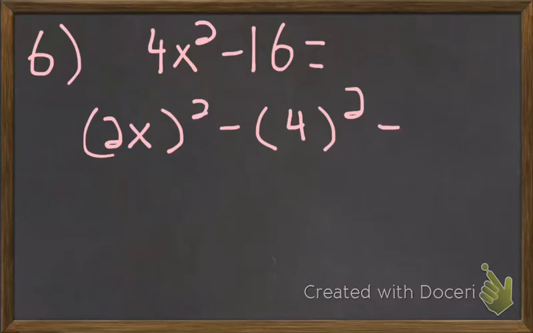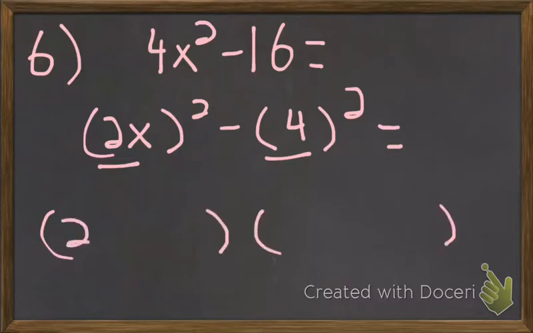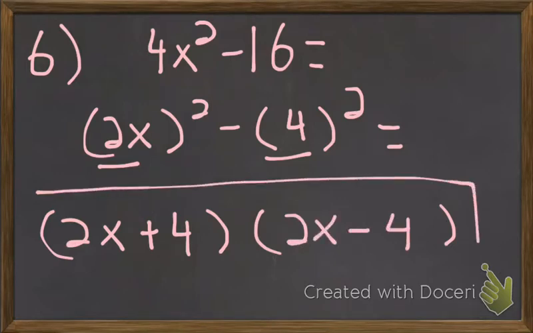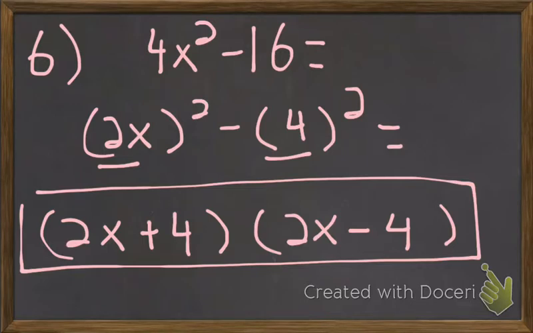Whenever you get it in this form, it's just this plus this times this minus that. So it's really easy once you get to that level. Plus that times this minus that. This is our solution. Okay? Make sure you have that down. Give you guys a second.